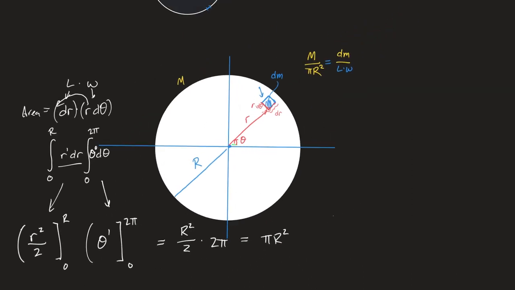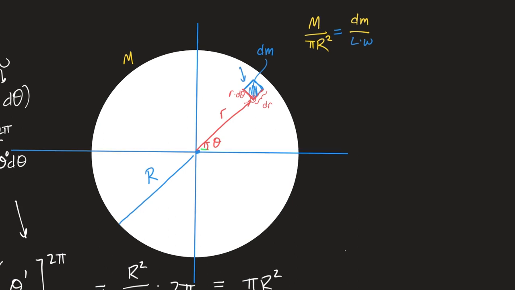Now, I did all of that work because I wanted to make sure you understood that over here, when we solve this for dm, and we have m over pi r squared times length times width, that this dm should add up every box that takes over the whole circle. And I've proven that doing the sum will encompass the whole circle. Okay so far? All right.